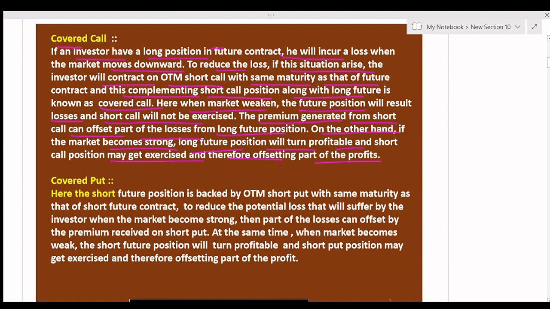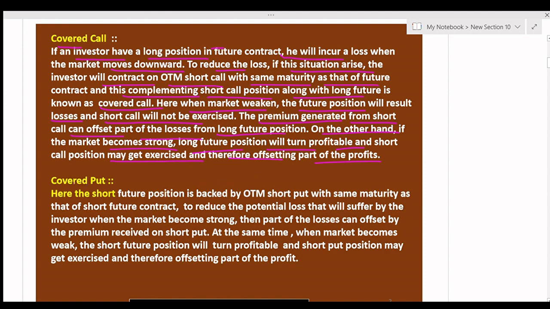You see here, if a loss arises in the long future contract, when will it arise? When the market weakens. Then the profit earned by the short call option will mitigate the losses, and vice versa. So the combination of the derivatives acts here to balance the profit or loss, that is the net return. Now come to covered put.